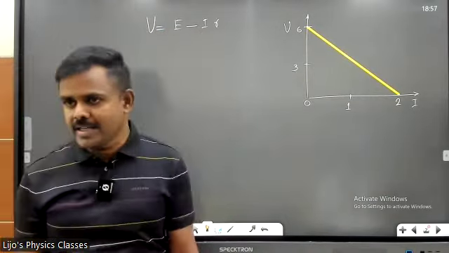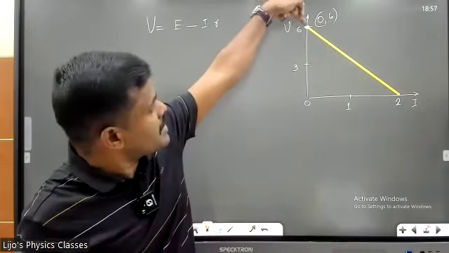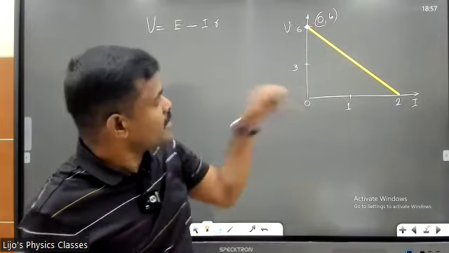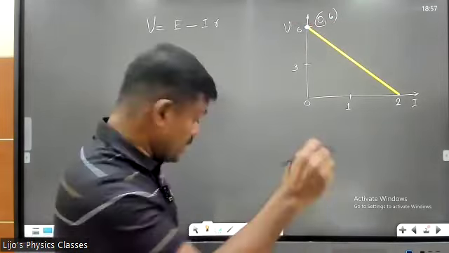Now, tell me, what are the coordinates of this point? I can say it is (0, 6). Am I correct? The x coordinate is 0, the y coordinate is 6. What is the x coordinate? The x coordinate is current, right? And what is the y coordinate? The y coordinate is voltage. Am I correct?